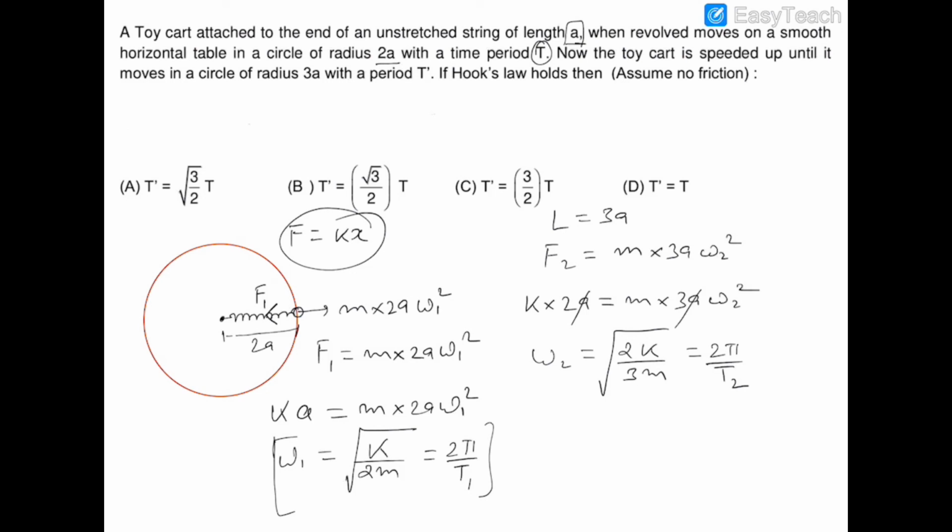Now if I name this equation 1 and this equation 2, and if I divide t2 by t1, then that would be equal to root 3 by 2, and t2 is t dash, so t dash will be equal to t into root 3 by 2. So the correct option will be option number B. Thank you.